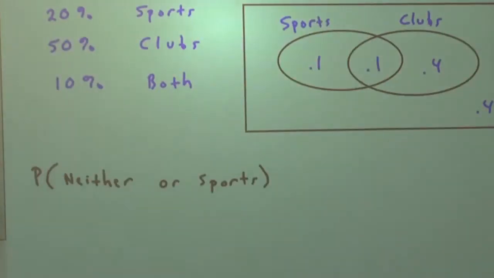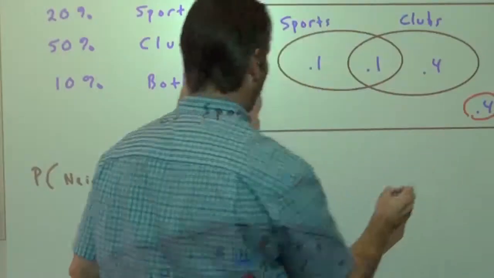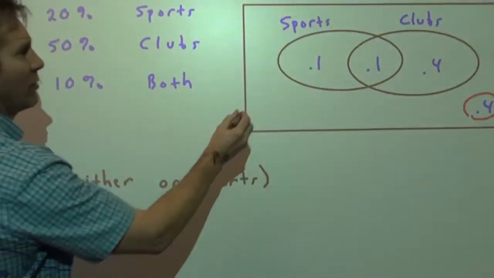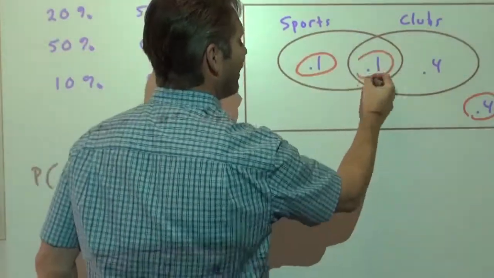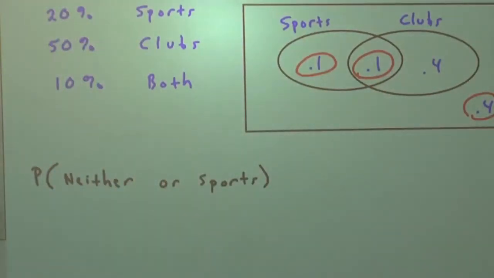Then we go here. What's the probability that somebody is neither of the 2 or they're in sports? Well, out of the 4 regions, you go select anybody that's neither, so that would be these people, or they're in sports, so you pick up these ones and these ones. So altogether, when you add those up, you get 0.6.